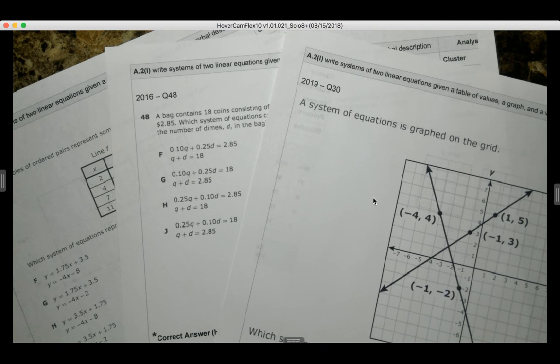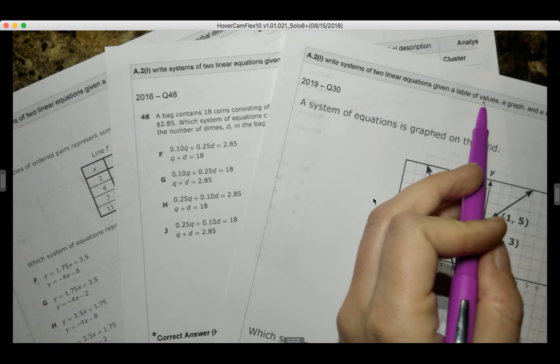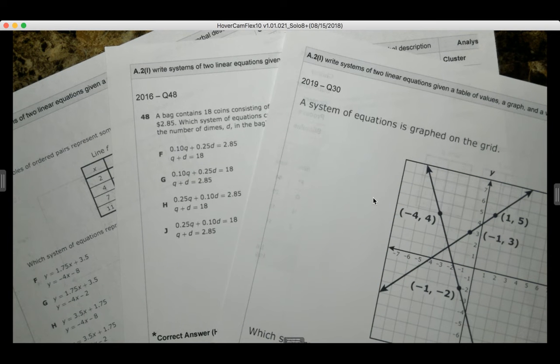We are doing some algebra today, and today we are covering topic 2I, right? Systems of two linear equations given a table of values, a graph, and verbal description. So this is going to be a lot like 2C, but it's just leveled up. We're doing two equations at the same time. And there are three main ways we're going to see these.